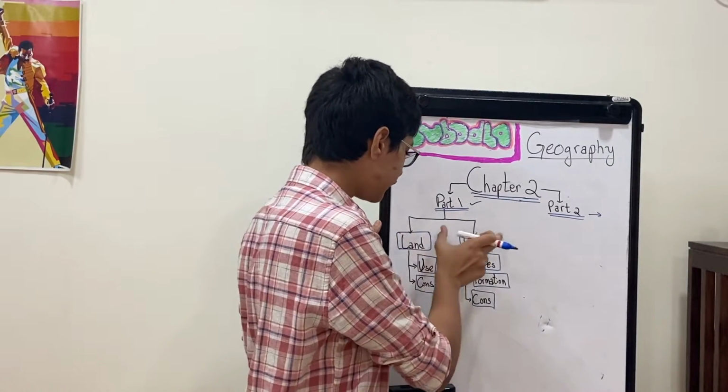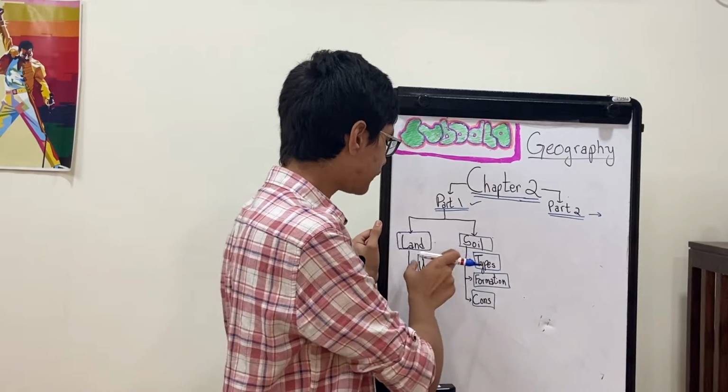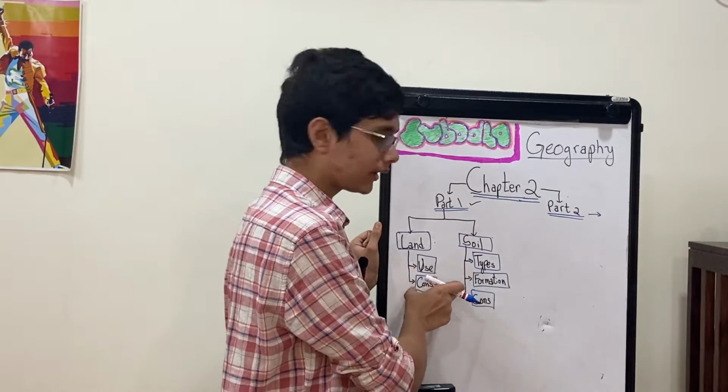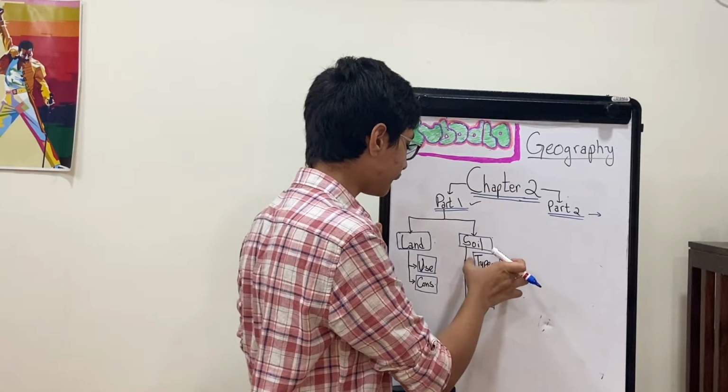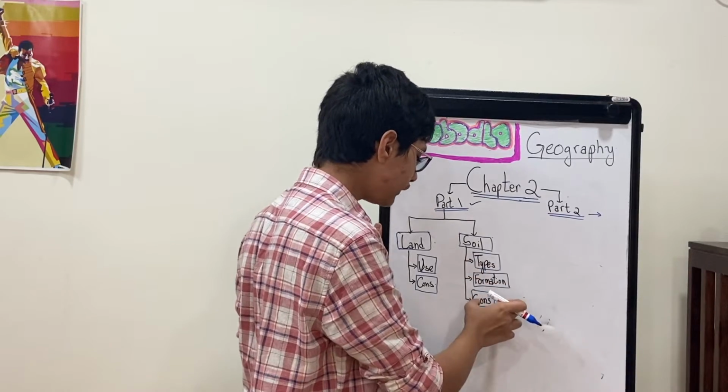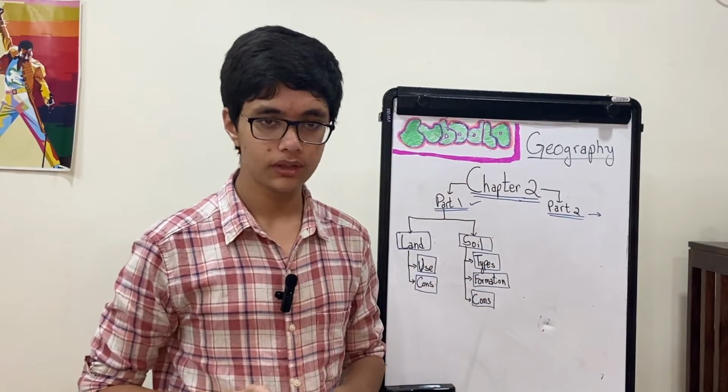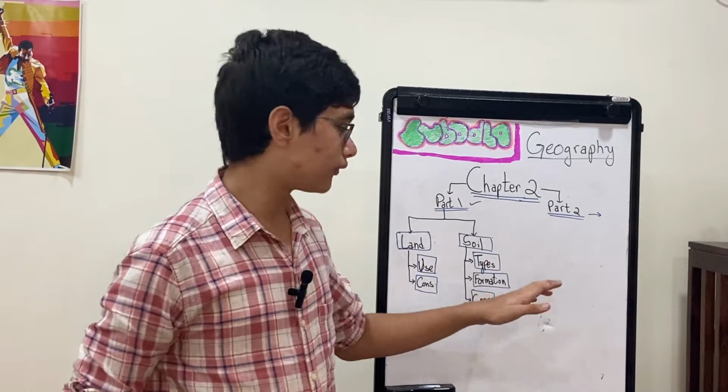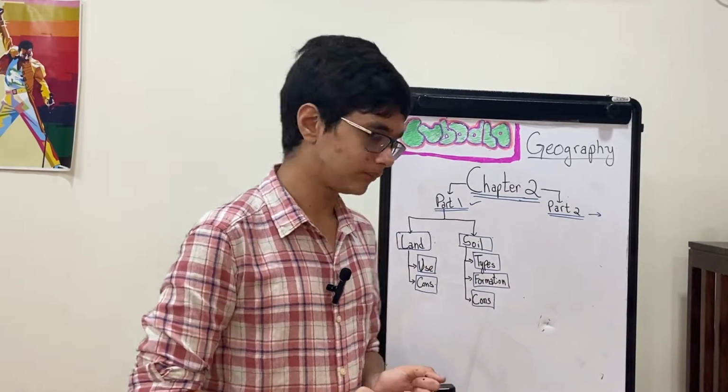In part 1, we'll be talking about two things. First is land, second is soil. In land, we'll be talking about land use and land conservation. In soil, we'll be talking about the types of soil, formation of soil, and conservation of soil. So now that we've organized the chapter, let's start the video.